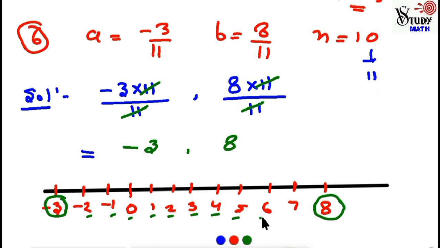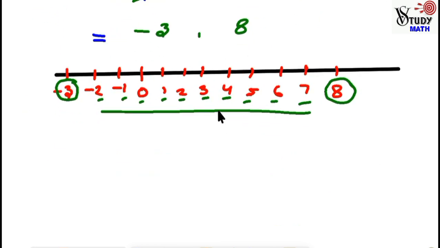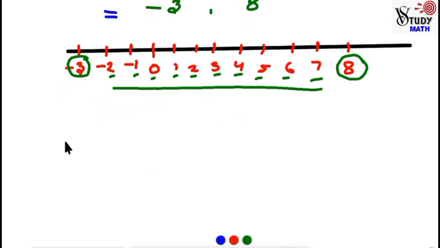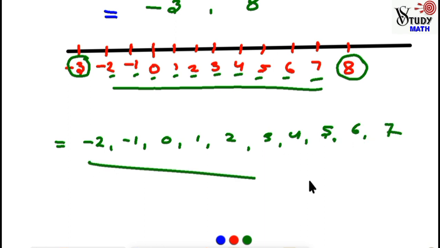These 10 numbers lie between them, yes or no? So dear students, our final answer will be negative 2, negative 1, 0, 1, 2, 3, 4, 5, 6 and 7. This is the answer of this problem. Now move to the next problem.